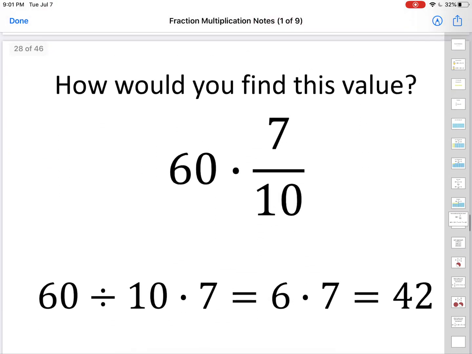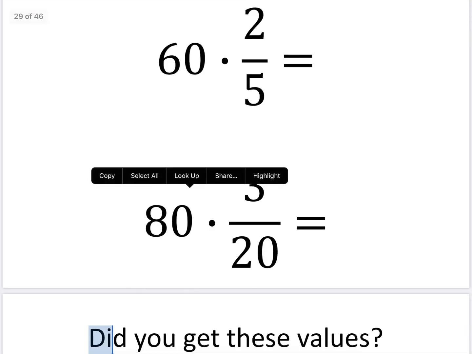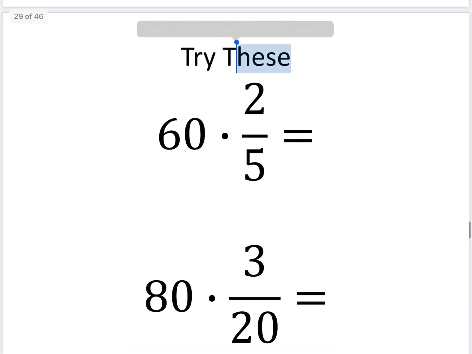All right, so how would you find this value? 60 times 7/10. Well, you do 60 divided by 10 times 7. 60 divided by 10 is 6. 6 times 7 is 42. All right, try these.